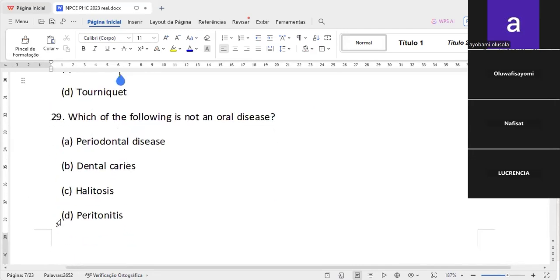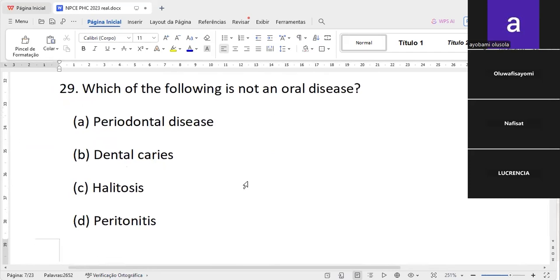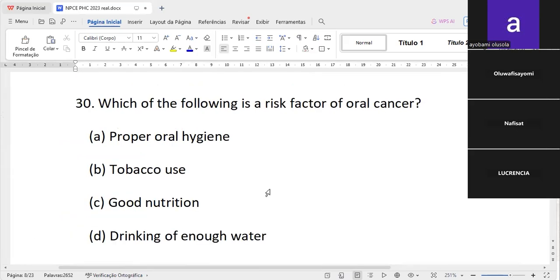Forceps. Okay. So which of the following is not an oral disease? D. Peritonitis is correct. The peritoneum is located where? It's located in the abdominal cavity.